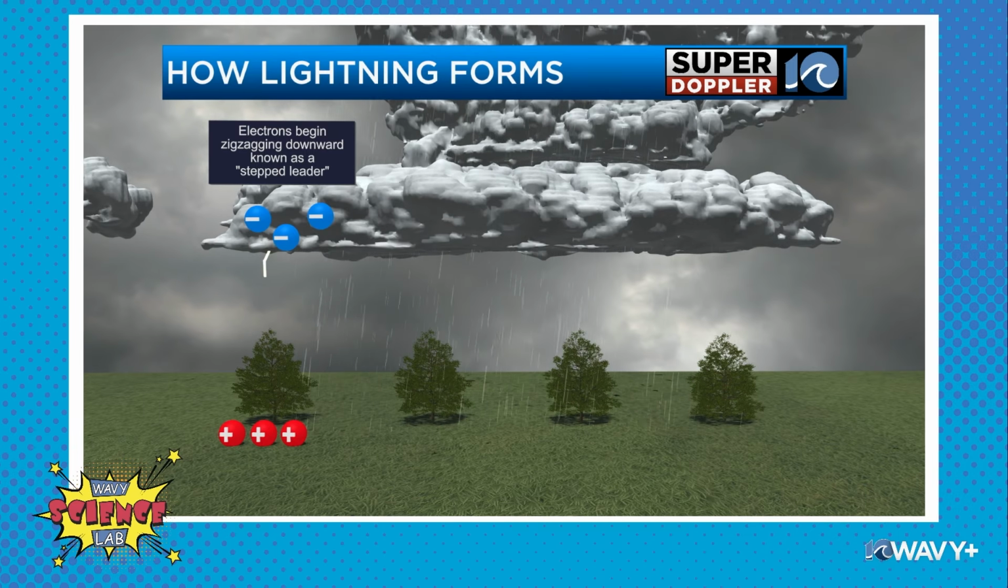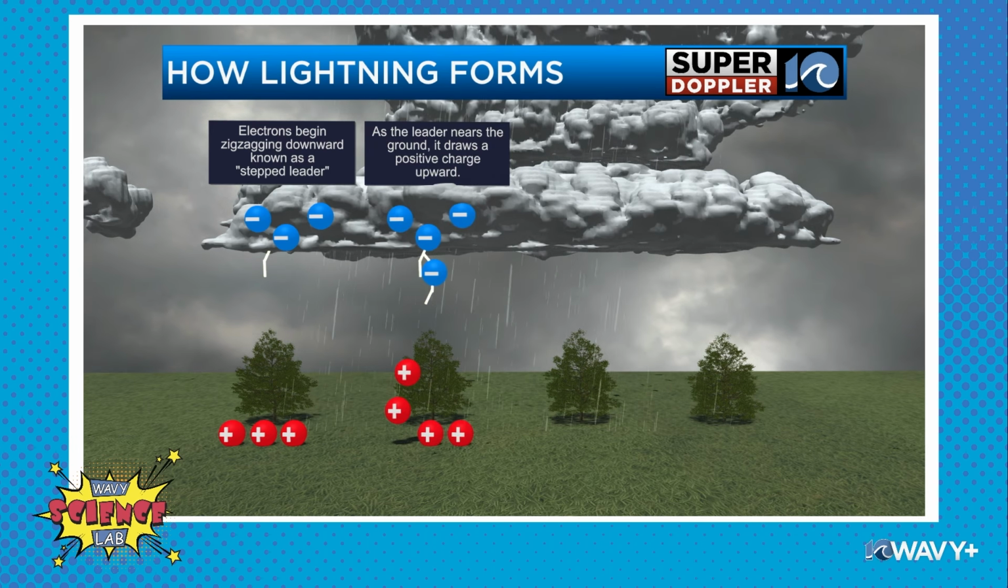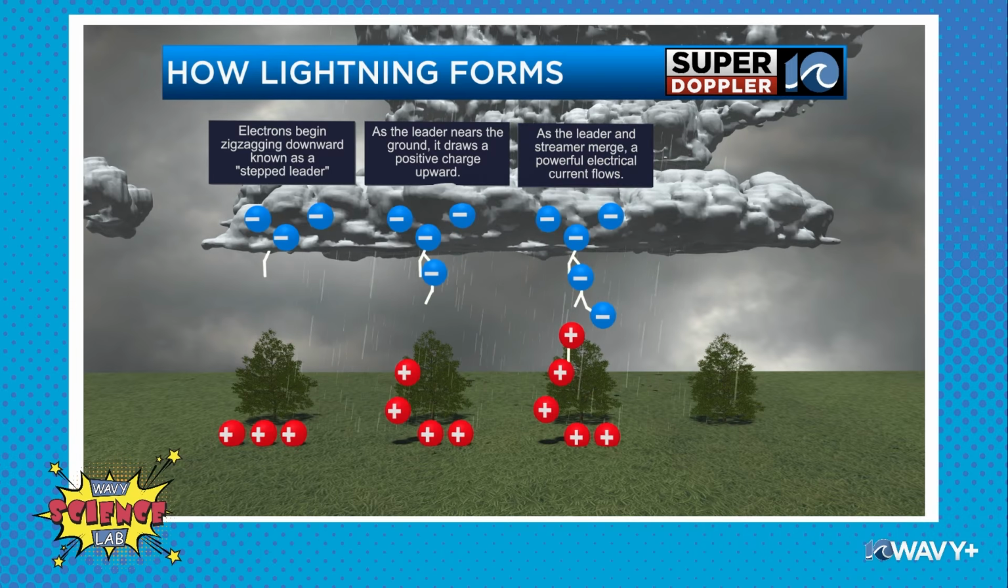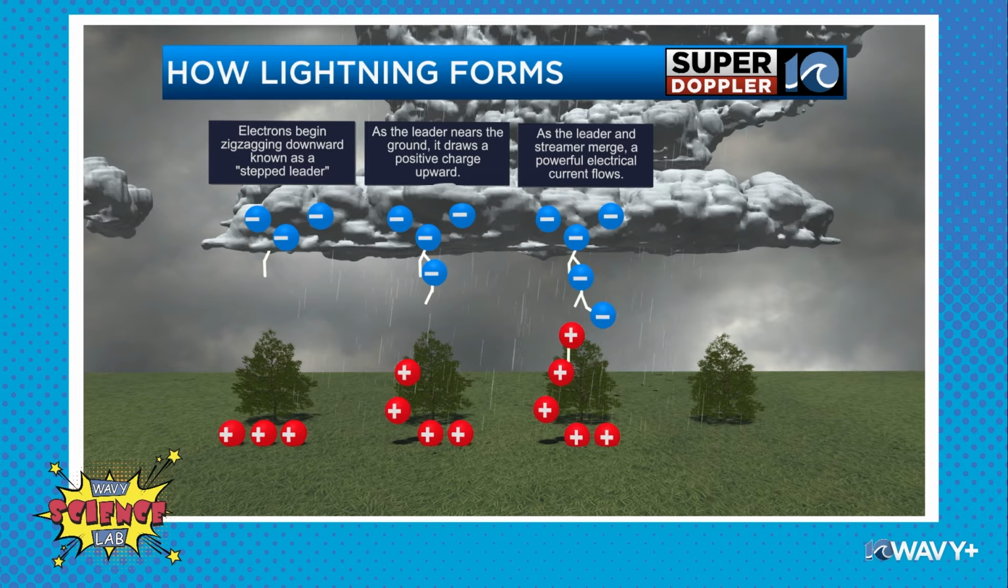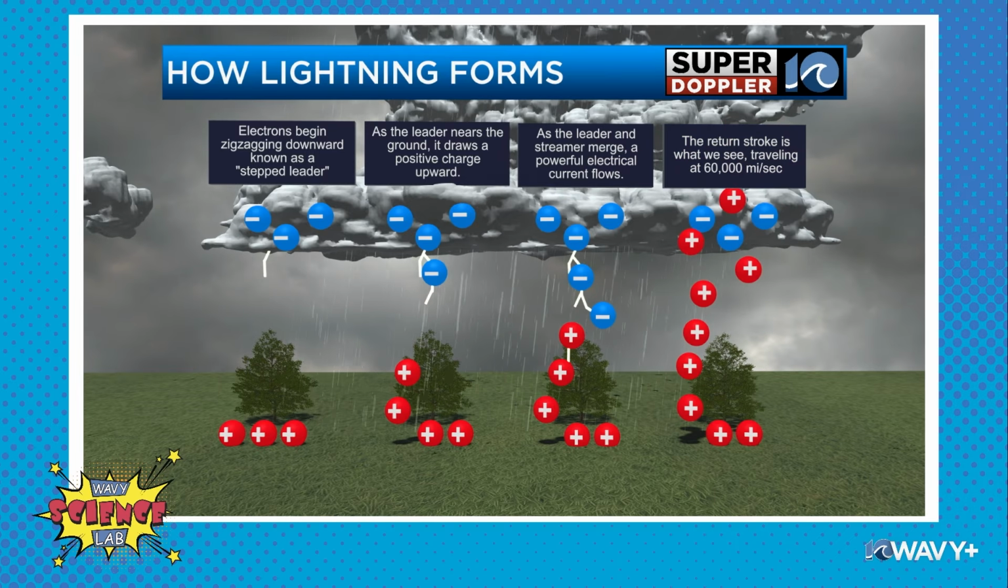So you get those electrons. They begin to zigzag downward. This is known as the stepped leader. So this is the beginning of it. And then as it gets closer to the ground, that charge starts to reach up a little bit from the ground. And so then it gets a helper, right? That stepped leader allows that charge to get closer to the opposite charge. And then the current flows. And then next thing you know, you get the charge going up into the cloud.